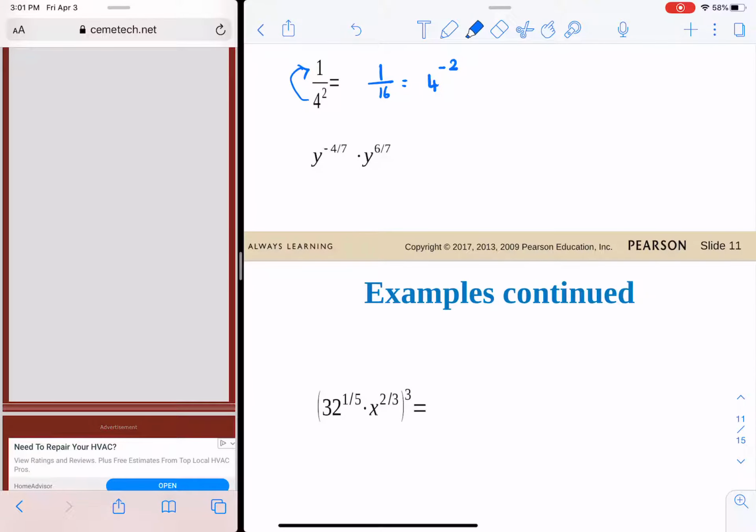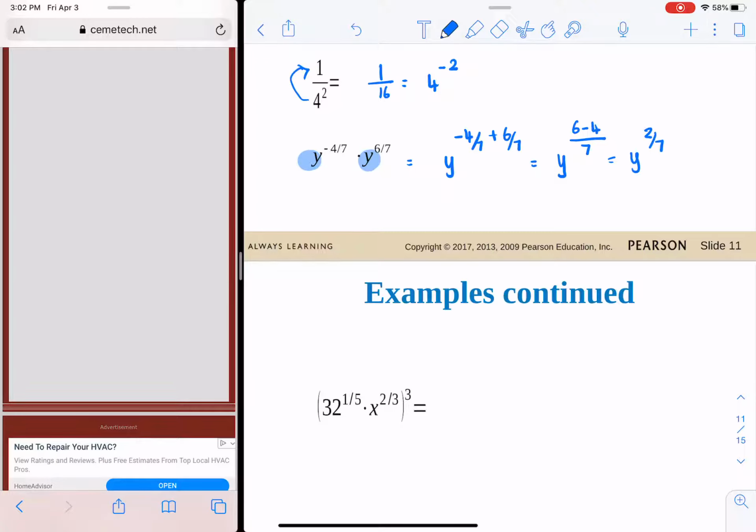In the next problem, the bases are identical, which is y. So I'm going to combine the powers, minus 4 over 7 plus 6 over 7. They have a common denominator, which is 7. So I'm going to add the numerators, 6 minus 4, which is y raised 2 over 7.